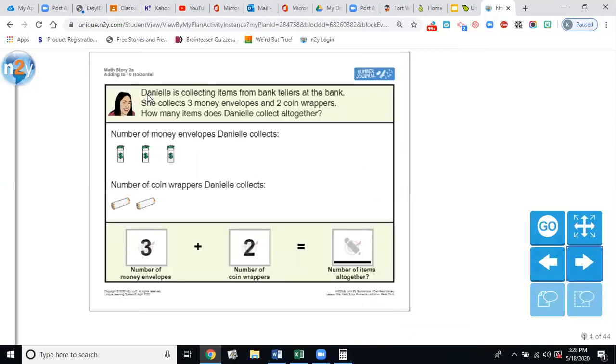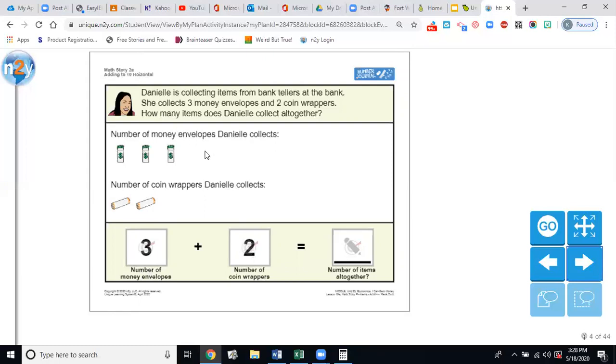Okay, here's a new word problem. Danielle is collecting items from bank tellers at the bank. She collects 3 money envelopes and 2 coin wrappers. How many items does Danielle collect altogether? Okay, so number of money envelopes Danielle collects, 1, 2, 3. Okay, they put that number right there for you, number of money envelopes. Number of coin wrappers Danielle collects, 1, 2. Number of coin wrappers, and they put 2 there for you.